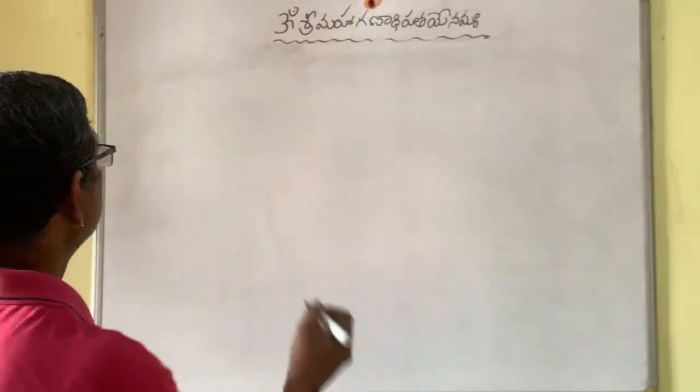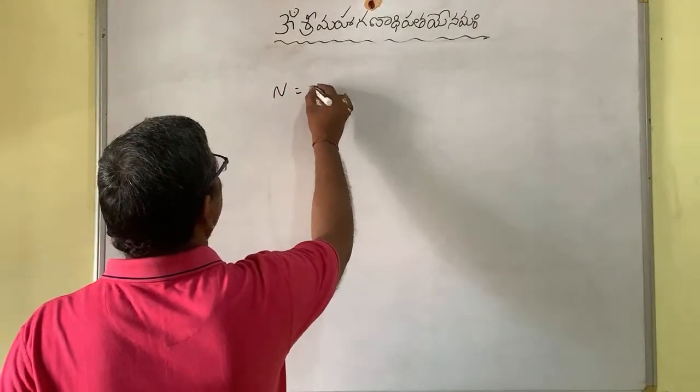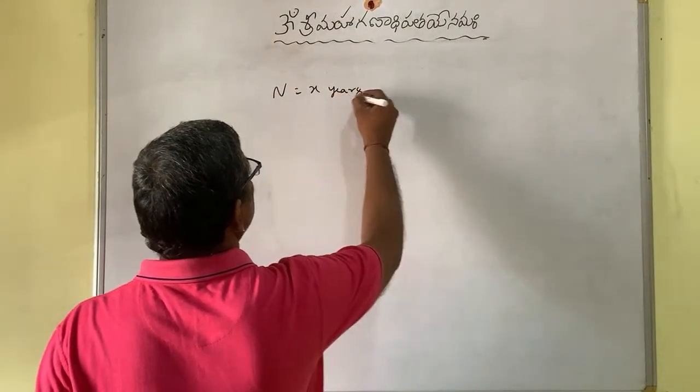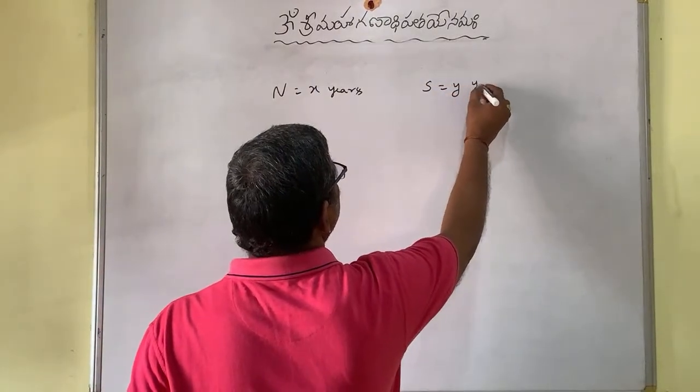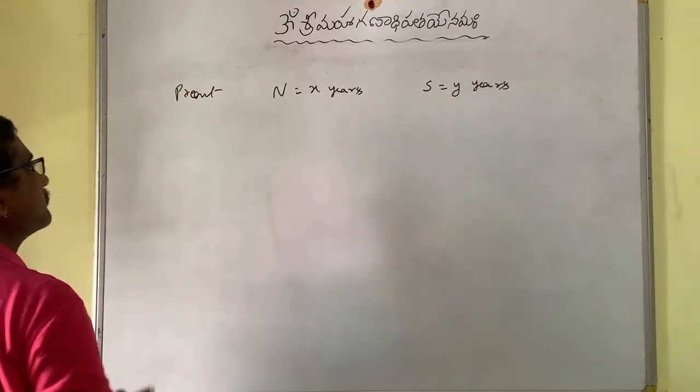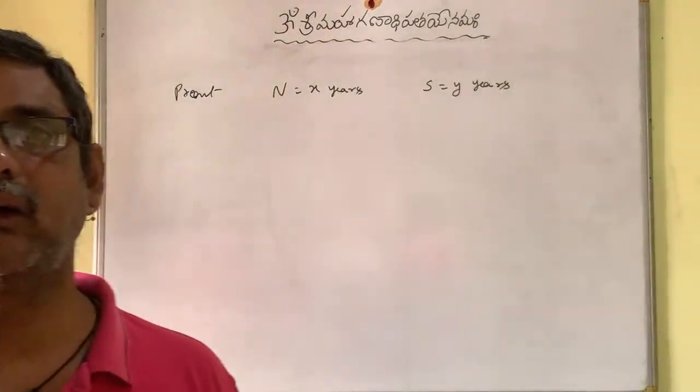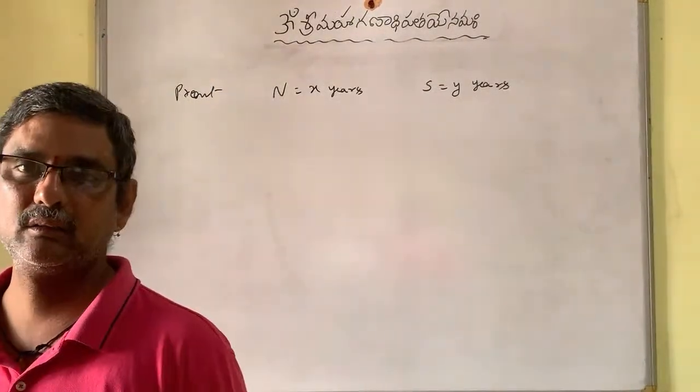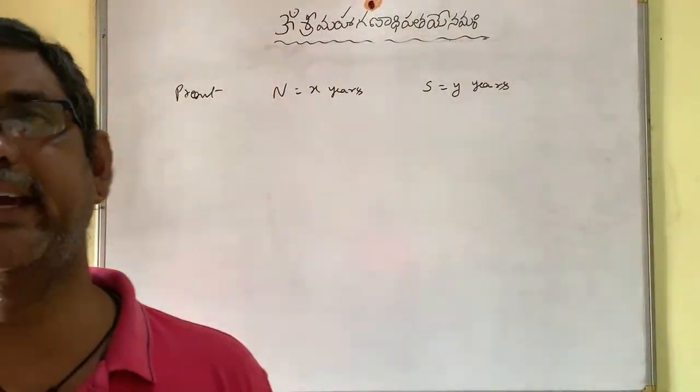5 years ago, Noori was thrice as old as Sonu. 10 years later, Noori will be twice as old as Sonu. How old are Noori and Sonu? There are two people, Noori and Sonu. Noori, X years. Sonu, Y years. At present, Noori is X years old and Sonu is Y years old.